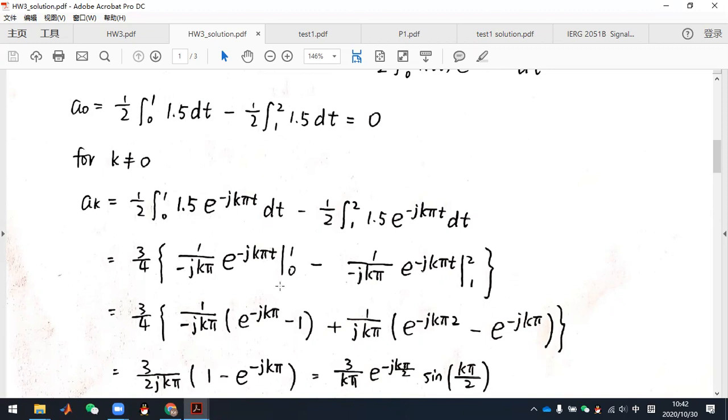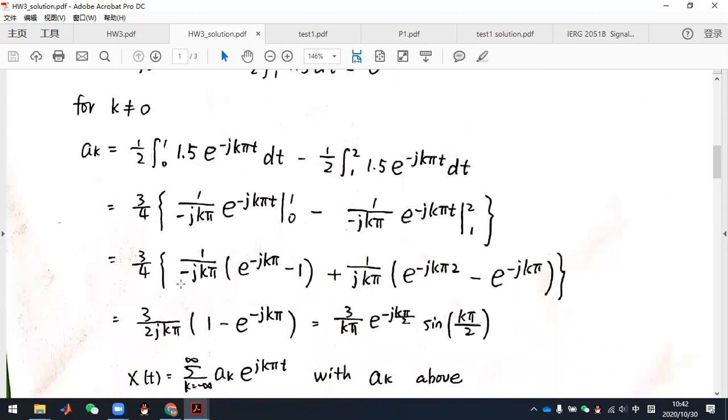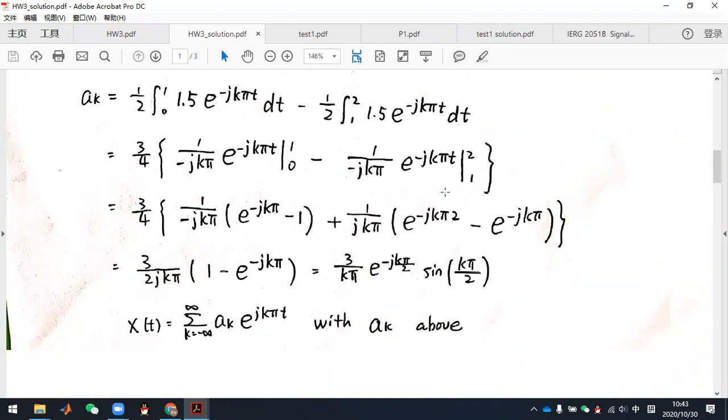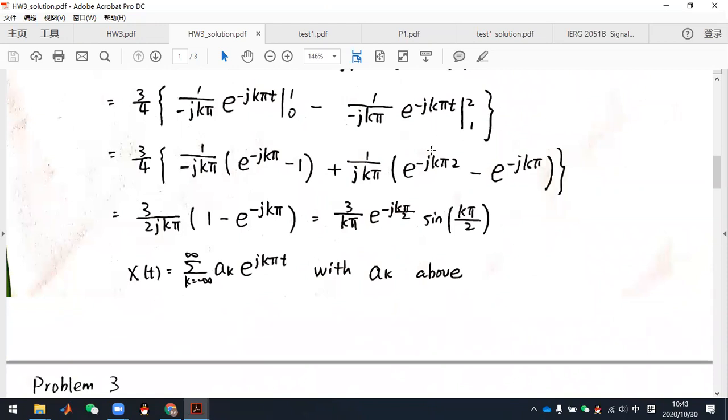This part, we can further obtain this part. And then for this part, it is very similar. We need to calculate the integral of the exponential minus jk pi t. And we take the difference between t is equal to 2 and t is equal to 1. And then we obtain this part.